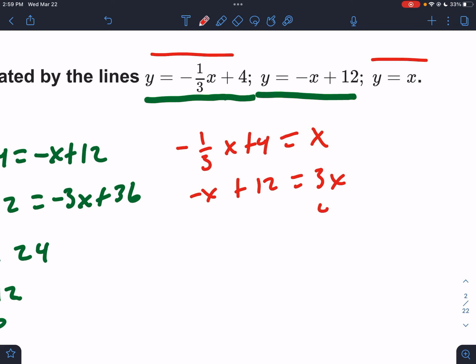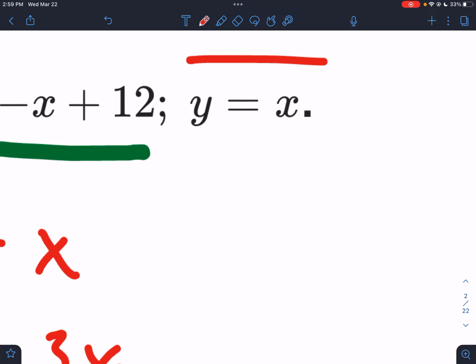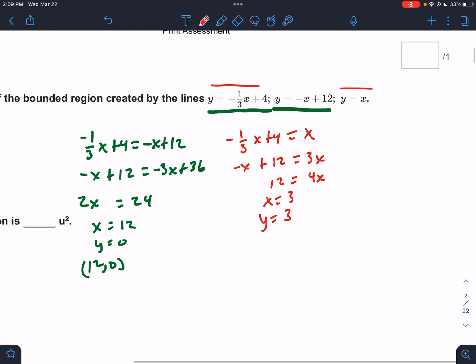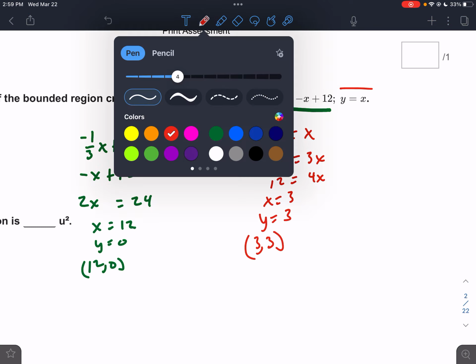Get your x's on the same side. That's where people mess up. I'm adding x over there. Be real careful. So the x coordinate is 3. Plug it in. You can do either one. This one's really easy. If x is 3, then y is 3. So x and y have the same number. That's the coordinate 3, 3. So those intersect at 3, 3.